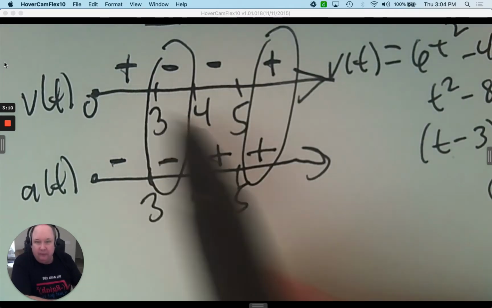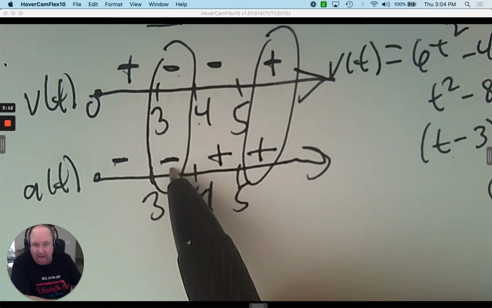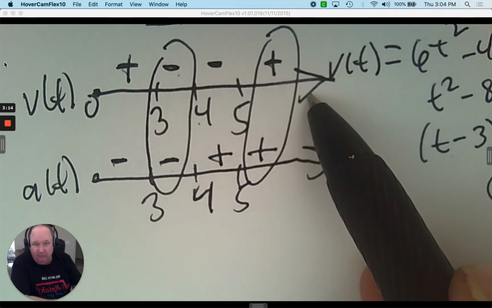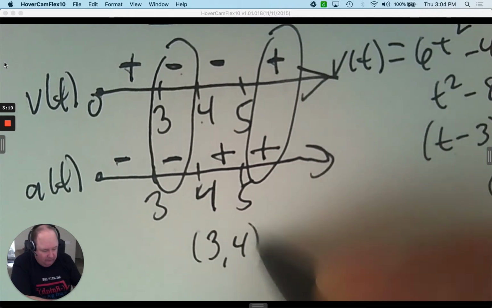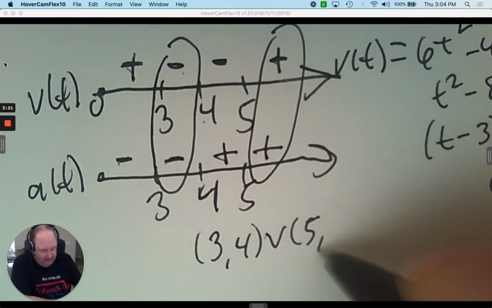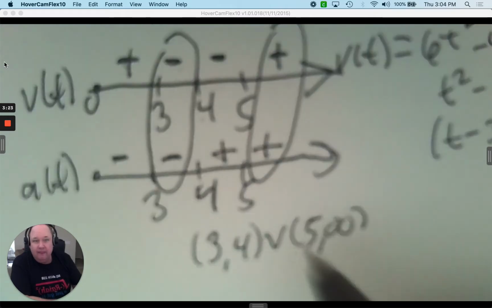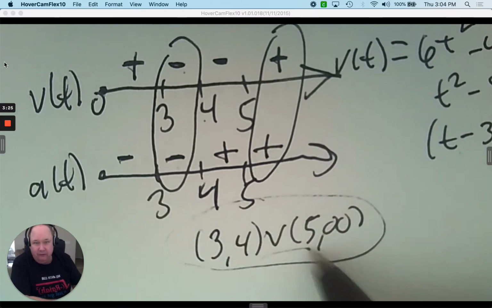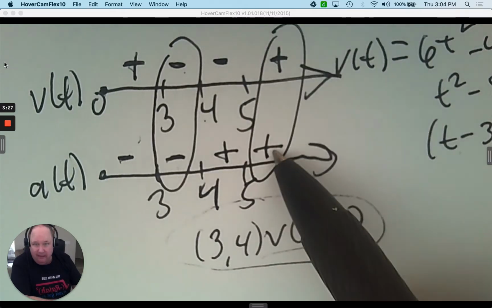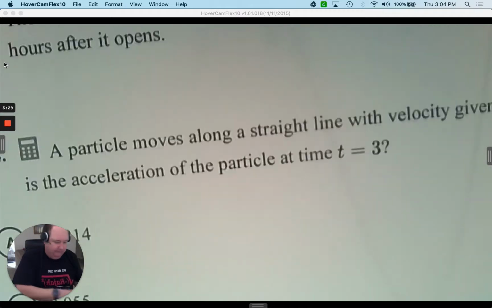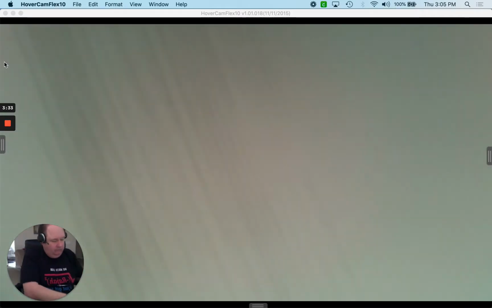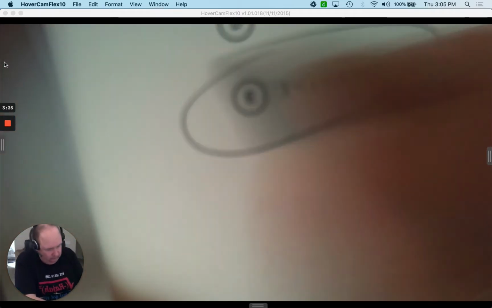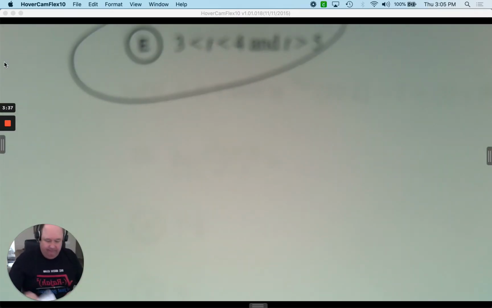So between 3 and 4, both are negative. 5 and more, they're both positive. So in other words, from 3 to 4 and 5 to infinity, this is where the speed is increasing because the signs are matching. Turn the page. And that matches with E.